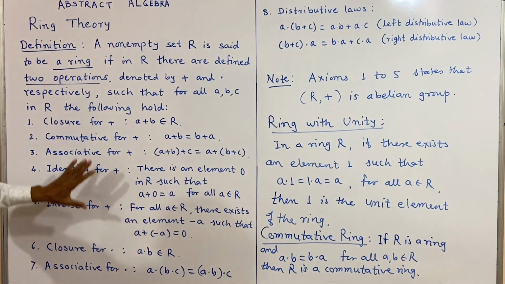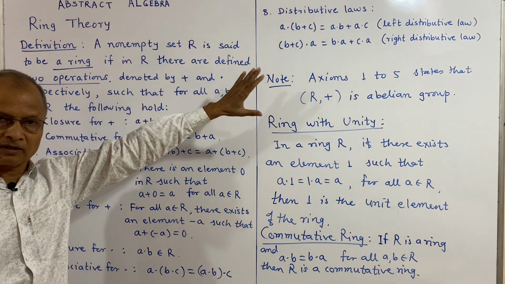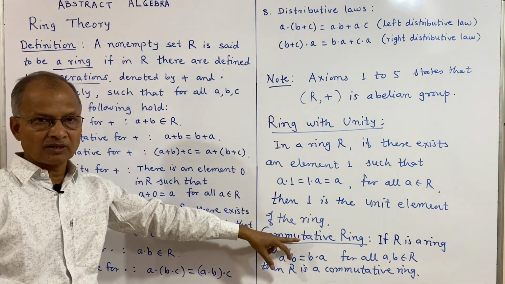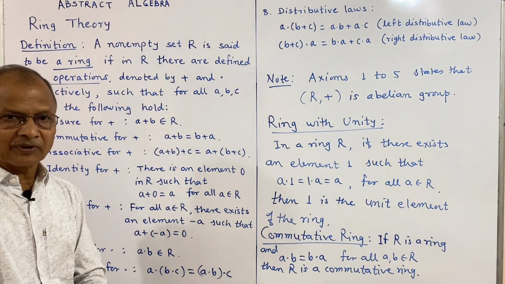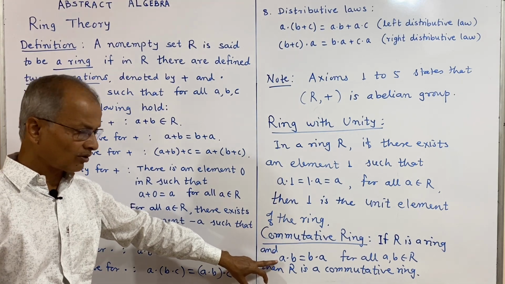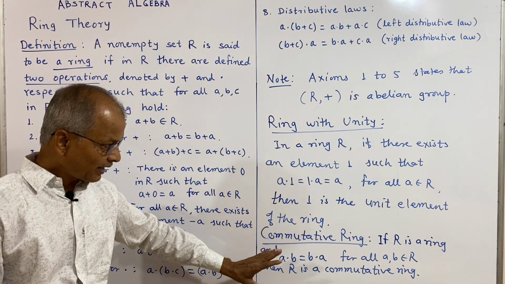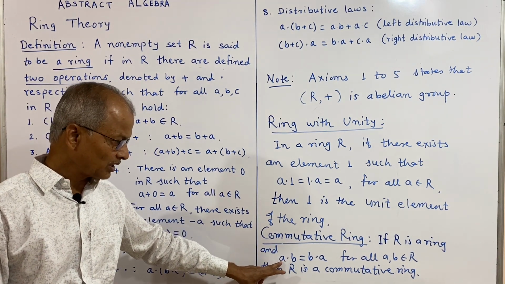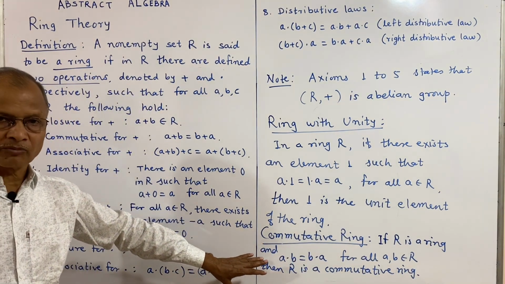And we have defined what a ring structure is. The 8 laws are necessary for existence of ring structure, and these are additional. Ring with unity: the unity element may exist, may not exist in a ring. If it exists, then we say it is a ring with unity. And the commutative property for dot is also not necessary for ring structure. So if the property holds, commutative for multiplication, A dot B is equal to B dot A, then we say the ring is commutative.